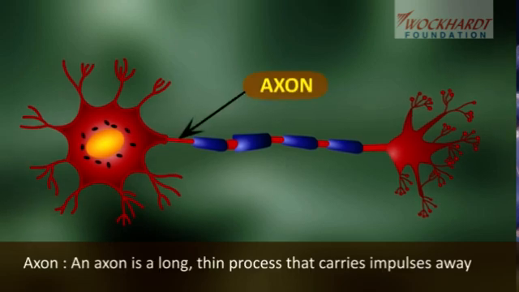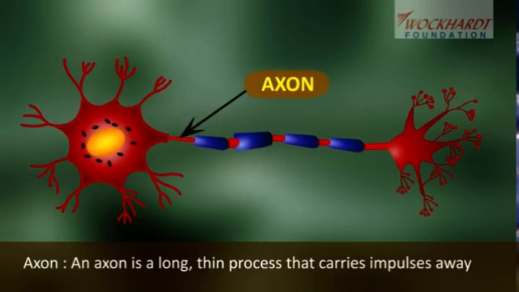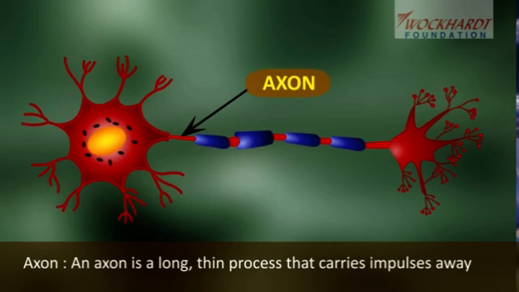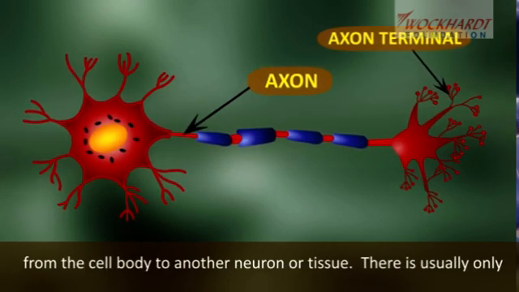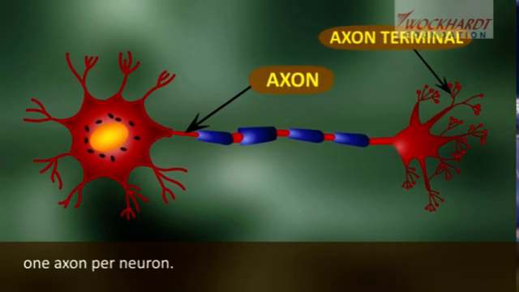Axon. An axon is a long, thin process that carries impulses away from the cell body to another neuron or tissue. There is usually only one axon per neuron.